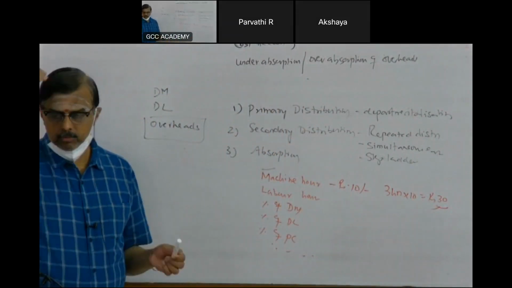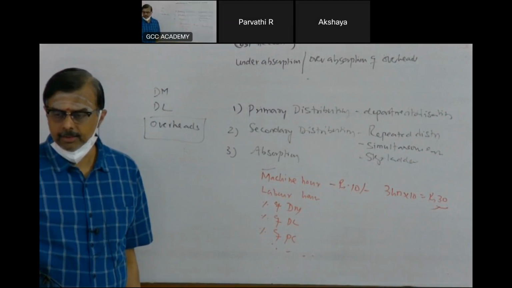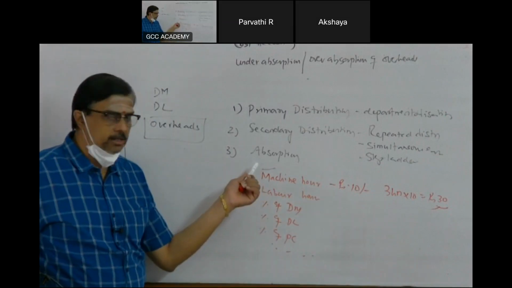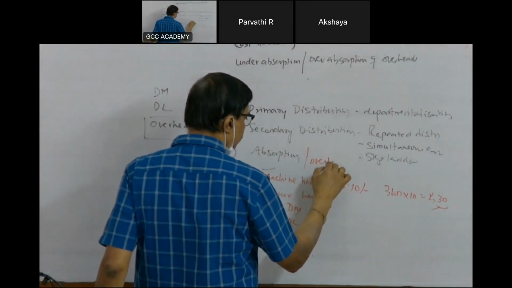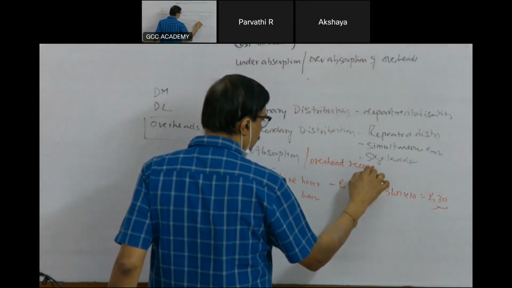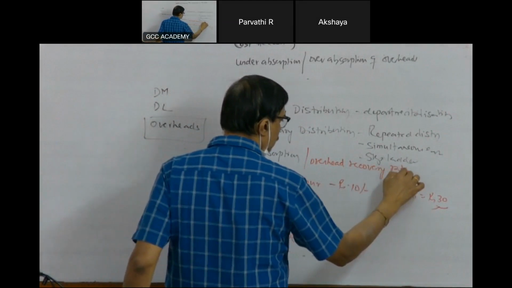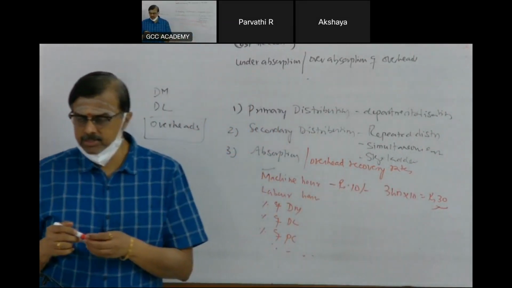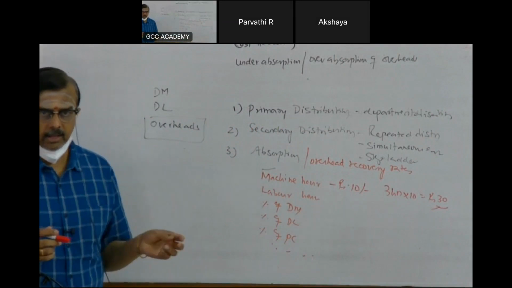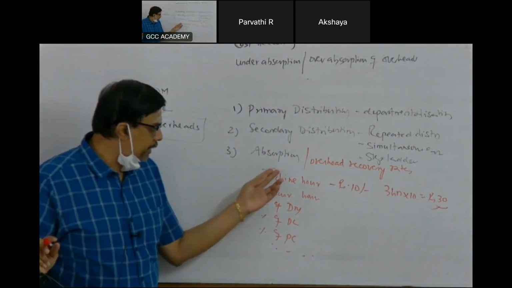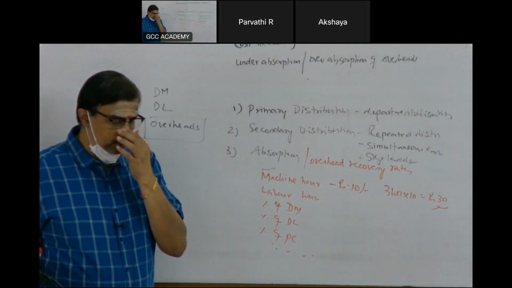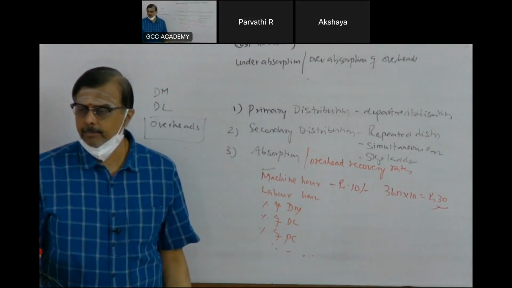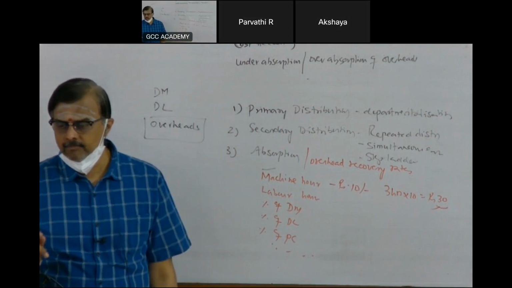Okay. Now we have one more concept called recovery rates and so on. The other name for this is called overhead recovery rates. So overhead recovery rates are absorption on the rates of machine hour, labor hour, etc. And once you do this exercise, you'll be able to determine the product cost comfortably without an issue.